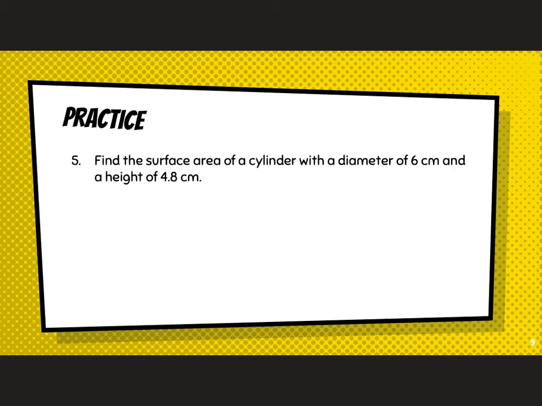Last but not least, I have a word problem. It's really not that different than what you've already been doing. So I'm looking for the surface area. So first of all, I'm going to highlight that. I want the surface area of my cylinder. It has a diameter of 6 centimeters and a height of 4.8 centimeters. So this gives me all of my information. But I'm going to use the surface area formula, which I'm just going to write here. So that's going to be 2 pi r times h plus 2 pi r squared.